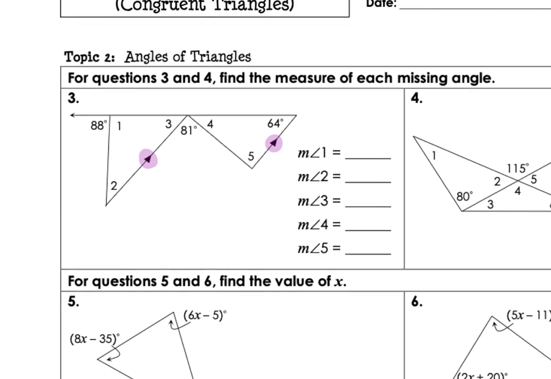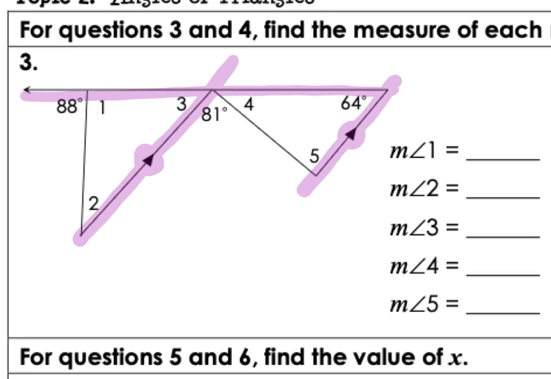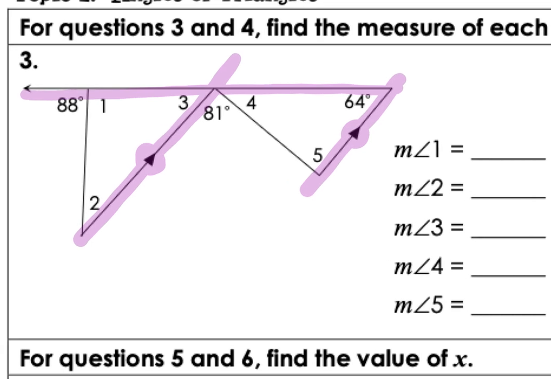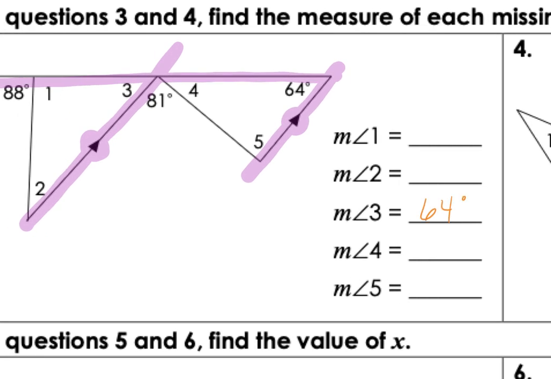So look at your setup. If this is your transversal, then what angle should you know right now? Angle 3. What is angle 3 going to be? 64. You guys, if I could just plead one thing with you, it is not just to do this. Because while that's great, it doesn't help you see everything you need to see. Write it here. Angle 3 is 64. Because usually that's going to lead you to something else.